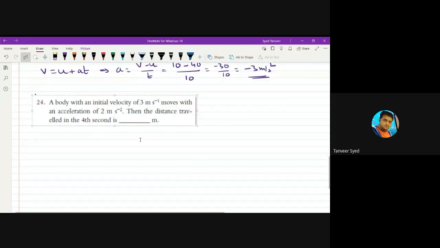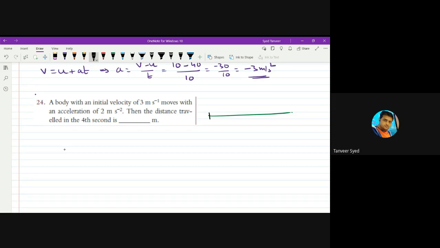A body moving with initial velocity 3 meter per second moves with acceleration 2 meter per second square. Then the distance traveled in the fourth second is... Make a habit of drawing a figure. It will help you to understand the question better.